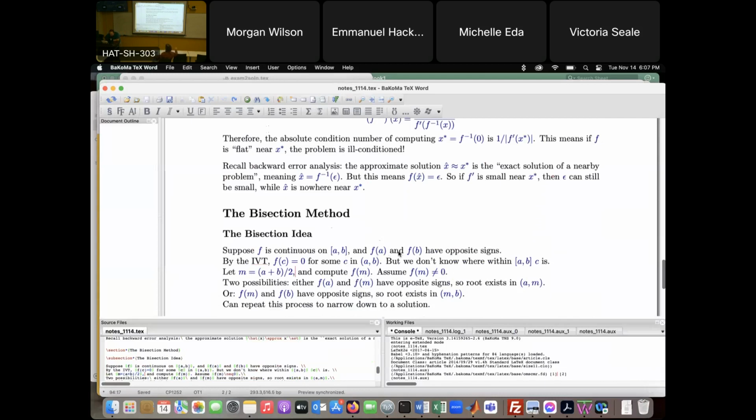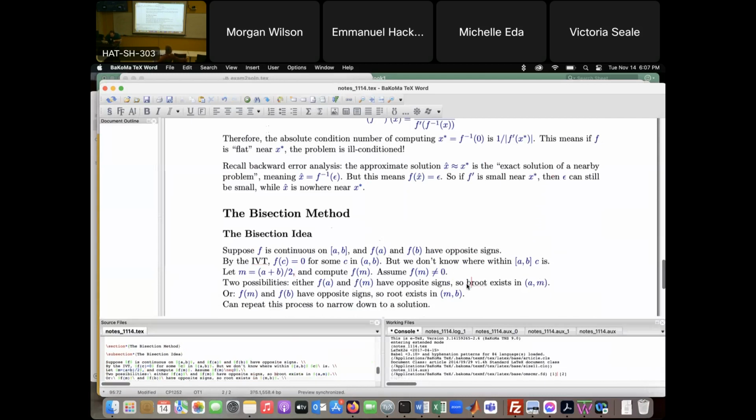So here are two things that can happen. f of m might have the opposite sign as f of a. So you apply the intermediate value theorem again. So I'll make that clear here. Apply the intermediate value theorem. There has to be a root between a and m. The only other possibility is that f of m and f of b have opposite signs. One of these two has to happen if f of m is non-zero. So in that case, again by the intermediate value theorem, the root has to exist between m and b.